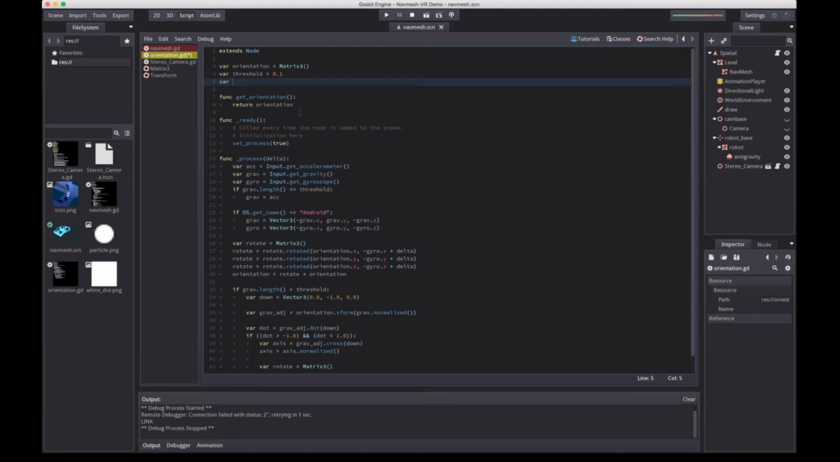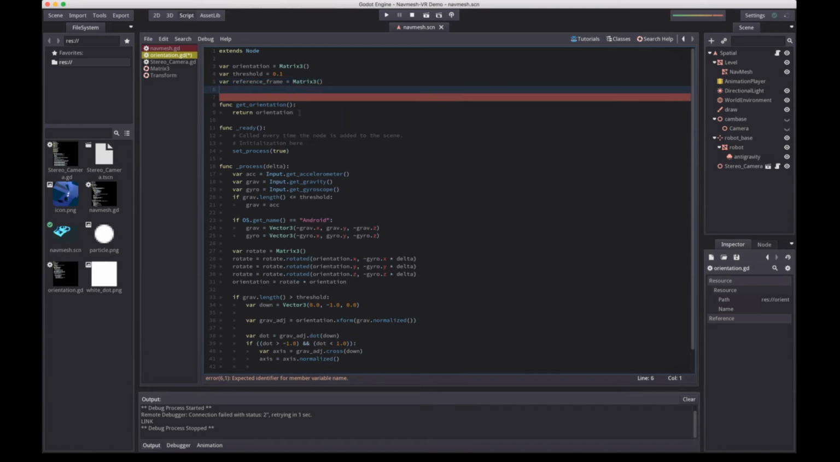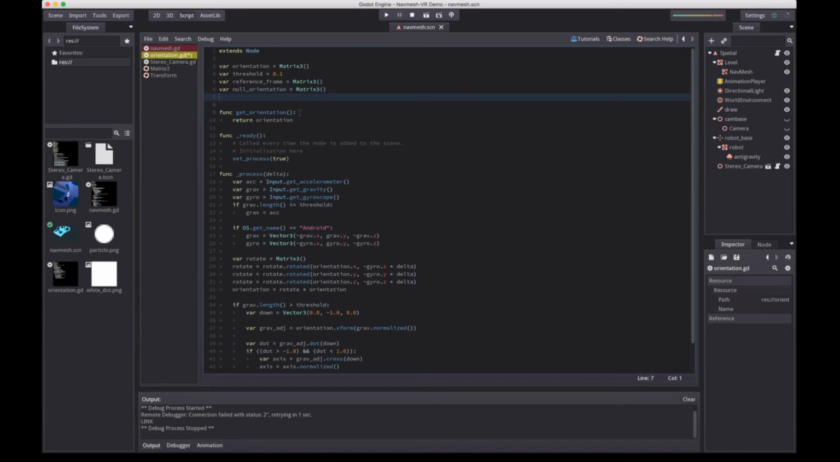So the first one is our reference frame. And again, as always, we start with an identity matrix. And the second one is what we call our null orientation, which is the orientation that we'll give to our application or to our logic to tell it: this is what we consider being forward.